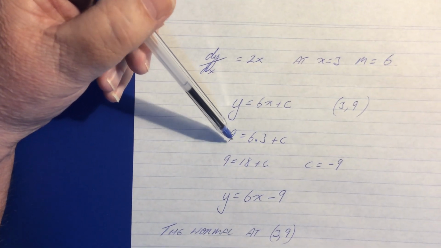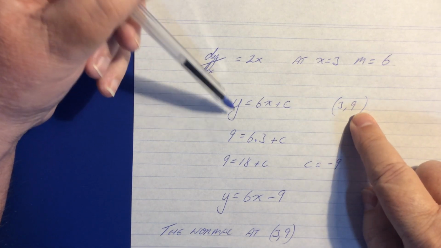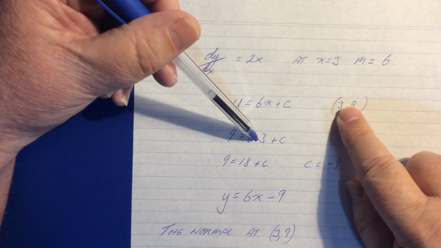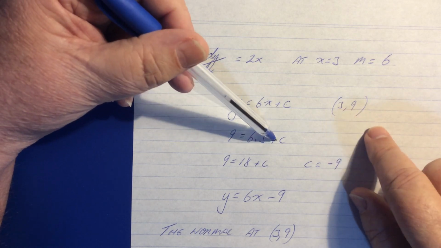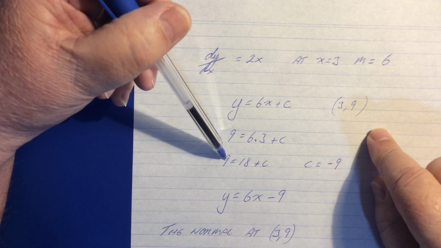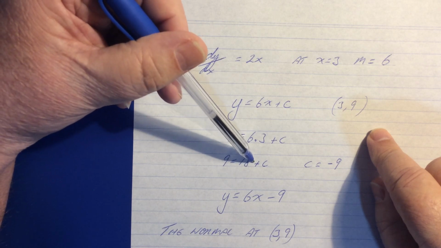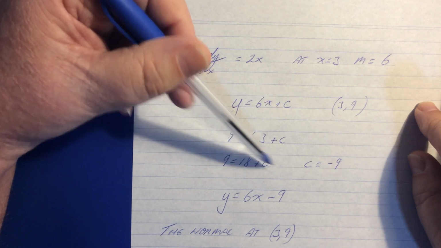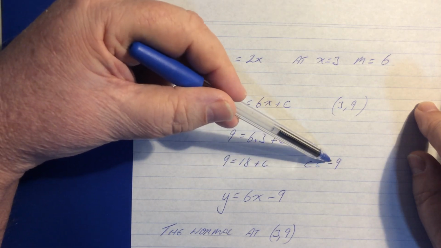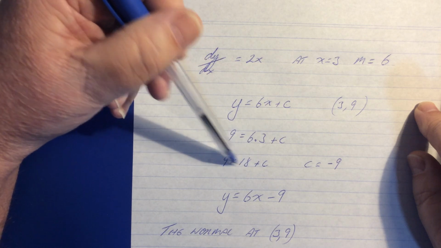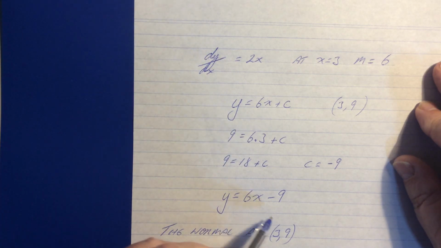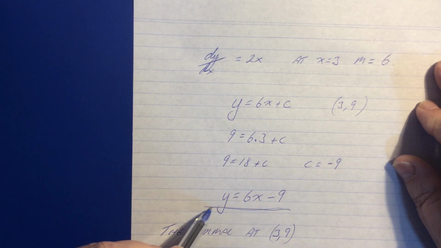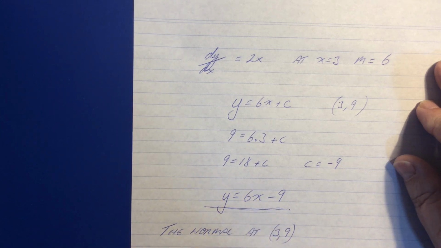So when we do that, we get 9, which is y, equals 6 times 3 plus c. So we can write that as 9 equals 18 plus c. And it doesn't take a great deal of work to calculate that c equals -9. 18 minus 9 equals 9. So the equation of the tangent is this thing here. y equals 6x minus 9.